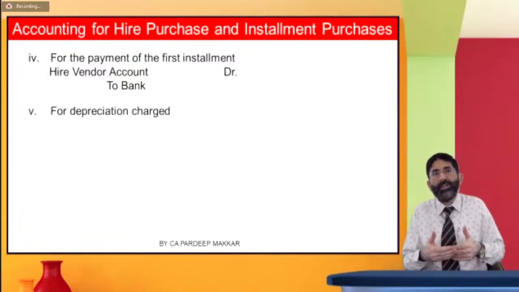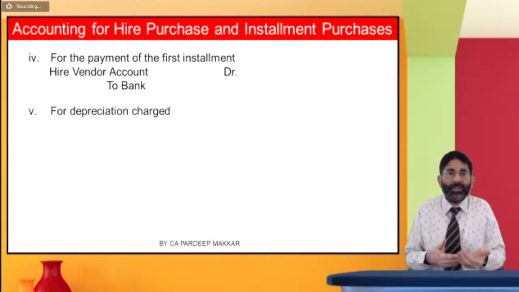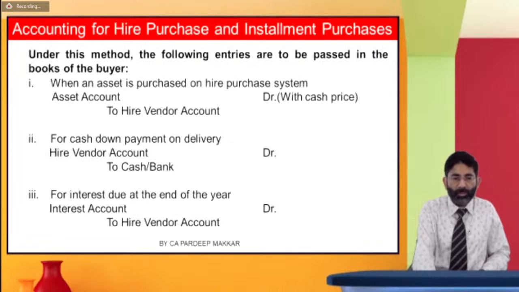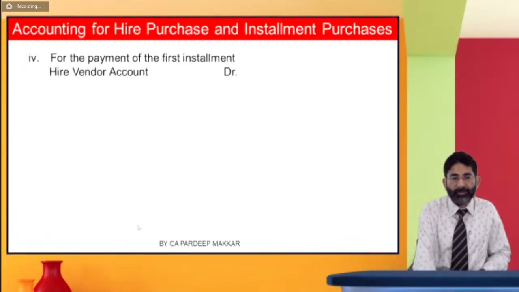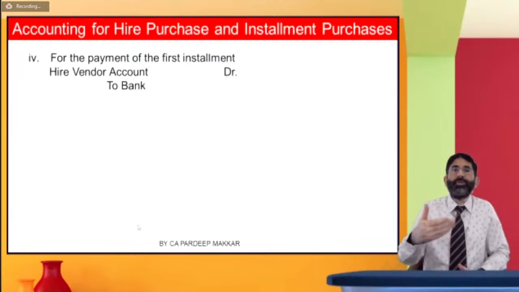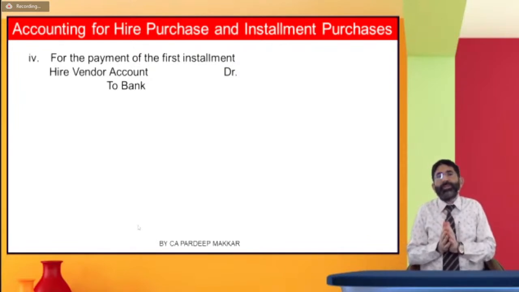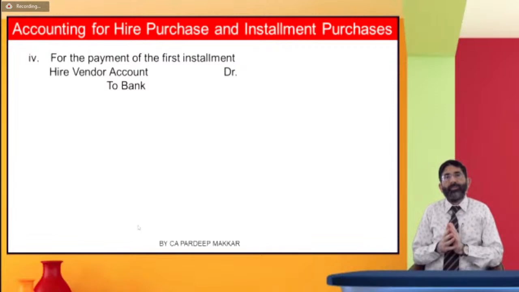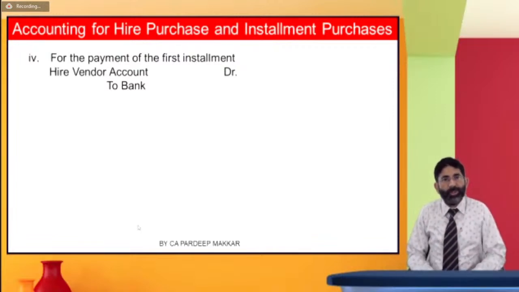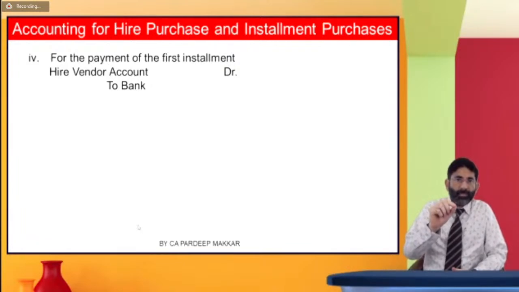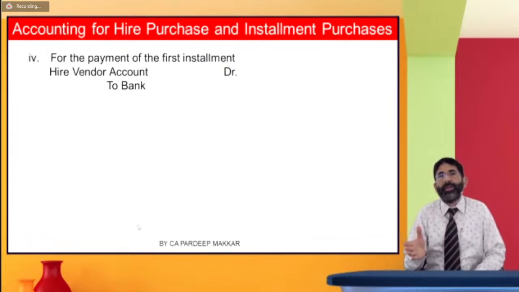Then obviously, if the installment is to be paid every month, two entries will be repeated every month. One is interest due at the end of every month, interest account debit to vendor account, and then when the installment is paid, vendor account debit to bank. It will be a continuous entry, beta. Every month we have to pass it. If it is to be paid at the end of every quarter, then we have to pass 4 entries of interest due and 4 entries of payment to the vendor during the year. Accordingly, if it is half yearly, then 2, and if it is yearly, then only 1 entry each.